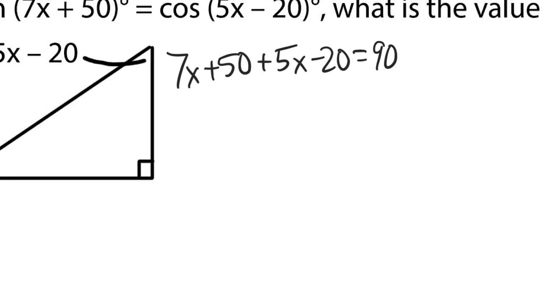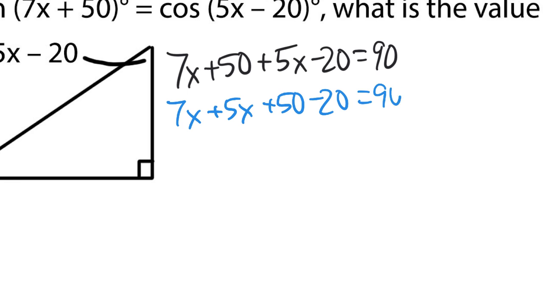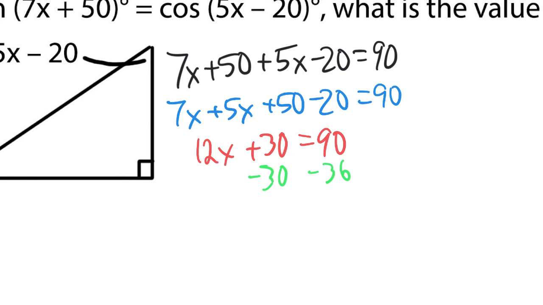Okay, so what I'm going to do right now is rearrange it before we combine like terms. I can see it's 7x plus 5x. Then we've got 50 minus 20 equals 90. 7x plus 5x, of course, is going to give us 12x. 50 minus 20 is 30. This is going to equal 90 degrees. And then what are we going to do? We want to isolate x. So we're going to subtract 30 from both sides. And when we do, we've got 12x equals 60.